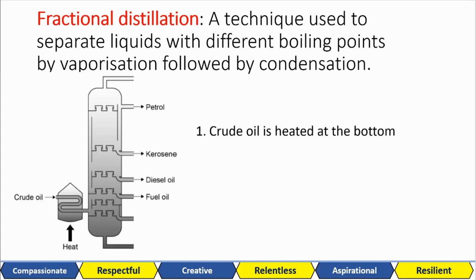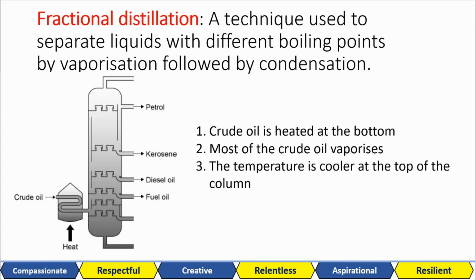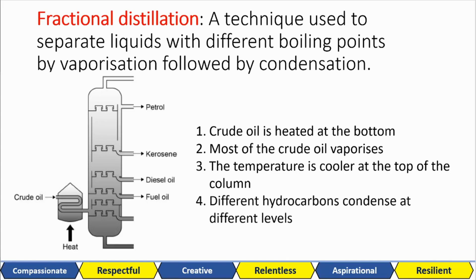Here are the steps. The crude oil is heated at the bottom. Most of the crude oil vaporizes, they turn into a gas. The temperature is cooler at the top of the column and hotter at the bottom. The different hydrocarbons will condense at different levels based on their different boiling points. So smaller ones will condense at the top and larger ones, like Tatiana said, will condense near the bottom. Now that just leaves one more technique that we need to look at.